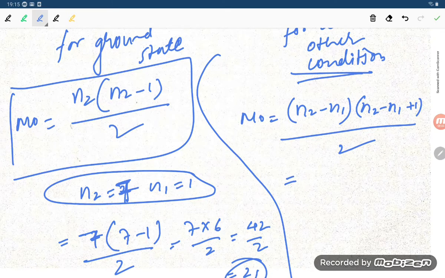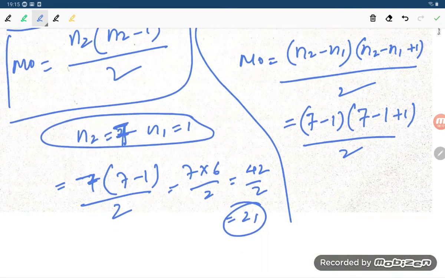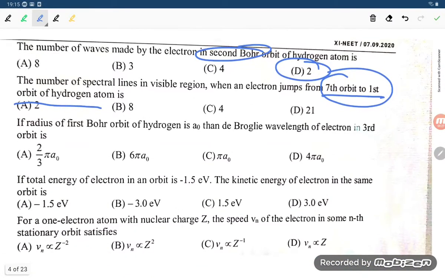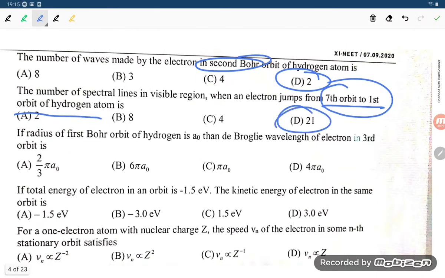So n2 minus n1, that is 7 minus 1, in another bracket 7 minus 1 plus 1, right, student, by 2. So 7 minus 1 means 6, and plus 1 makes 7, so 6 into 7 by 2. Again 42 by 2, so again 21 lines. Let us see where is the option, student. Option number D is the correct option, student. Now let us move to the next problem.